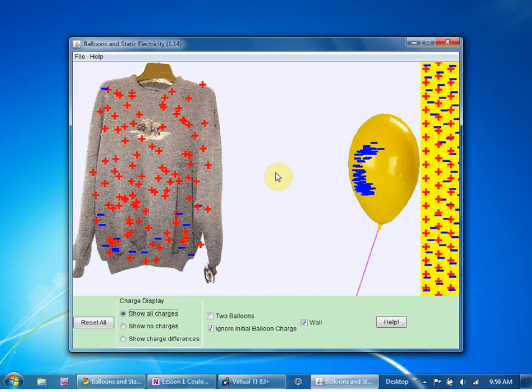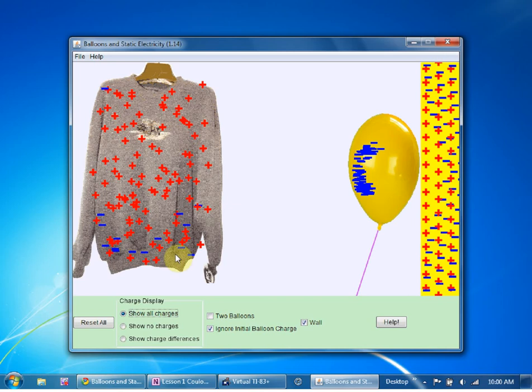And it works better on a really dry day because on a wet day, there are water molecules in the air, and water is a polarized molecule. It can actually snag an electron or two along the way, which is why it's harder to build up a static charge on a damp day like today.